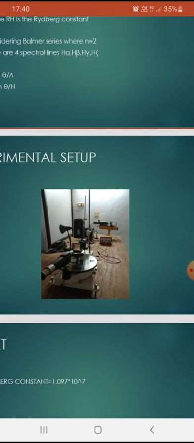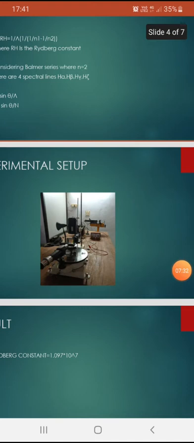In the spectral lines, H alpha is represented by the red line, H beta is represented by the blue-green line, and H gamma is represented by the violet line. Taking the values of H alpha, H beta, H gamma, we get the corresponding angles for the spectral lines. By using this theta value, we can calculate the corresponding lambda value.